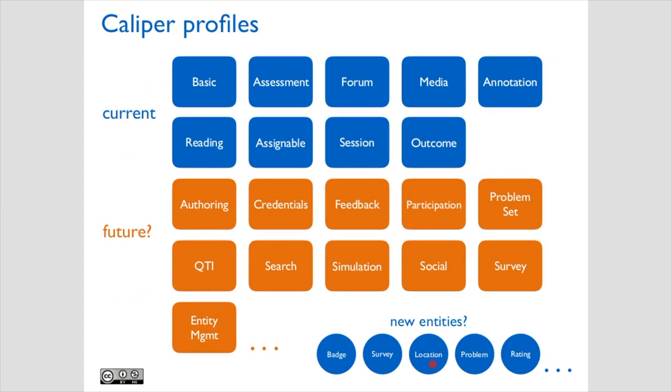All right, within the world of Caliper, we've also defined a set of profiles. Again, what distinguishes the two specifications is the placement of profiles relative to the specification. Within Caliper, profiles are integral to the specification, integral to the information model. In the case of xAPI, they exist external to the specification itself.